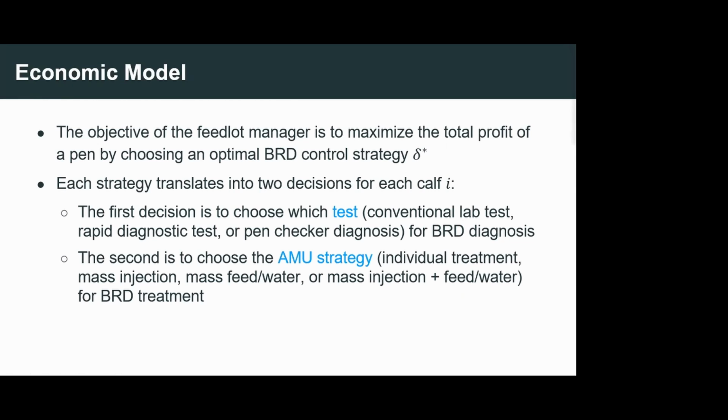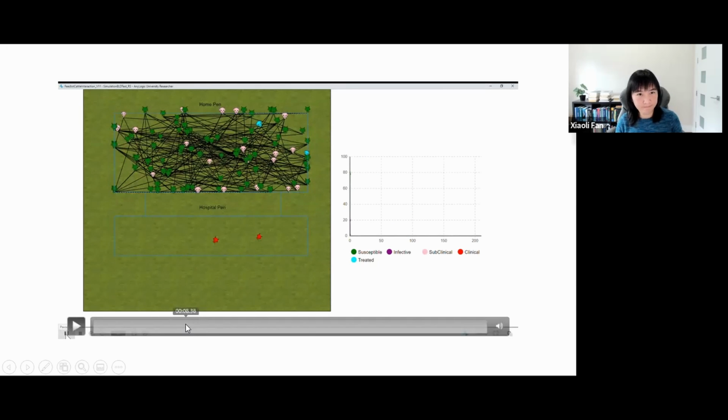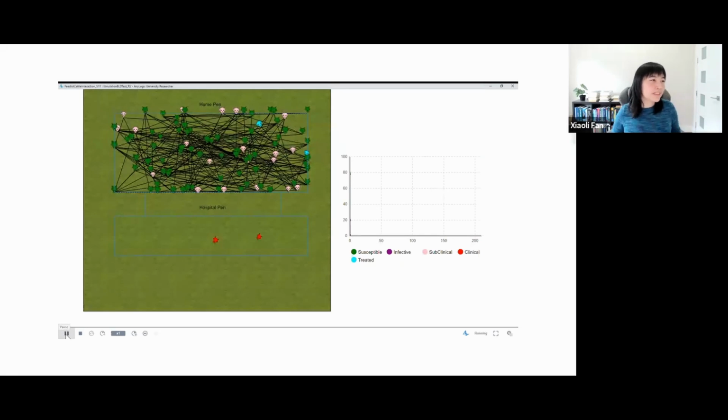Xiaoli, in the previous slide, those black lines that connect the cattle, how do you get those parameters? There are so many different diseases and so many different infection rates. I'm not being critical. I'm saying it's very cool, but how do you get that? Yes, it turns out there are a lot of studies about BRD. I guess it's because it's so important, and they do have contact rates available in the literature, and we used that.